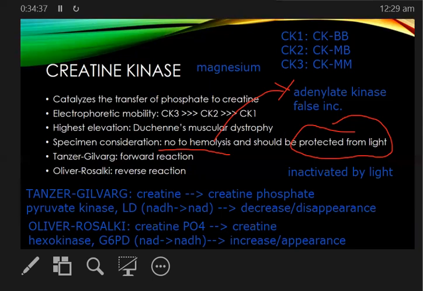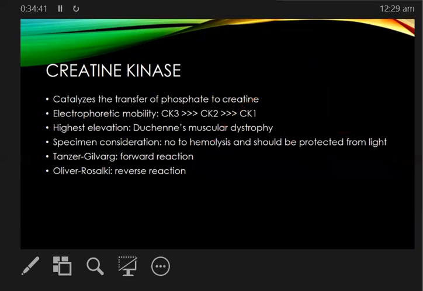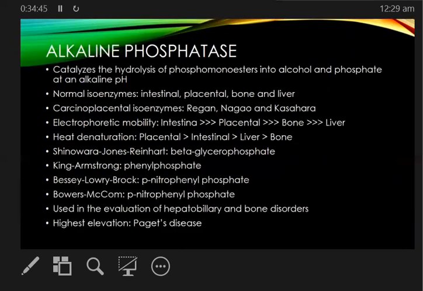Alright, so now let us move on to, I think, just a little more. Okay, so next we have our alkaline phosphatase. I feel like it did not continue. Anyway, let us just see.